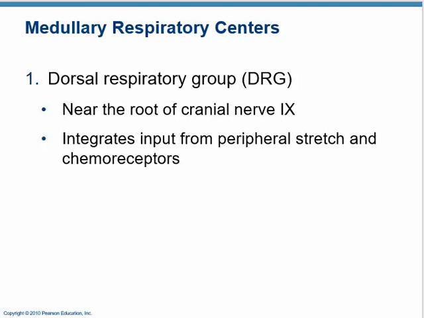So the dorsal respiratory group is on the back of the medulla oblongata, and it takes input from the stretch and the chemoreceptors. So it's looking at how much the lungs are stretching and what is the chemical composition of the blood. How much oxygen is there? What's the pH of the blood? And it tries to arrange your breathing patterns to normalize those two things.